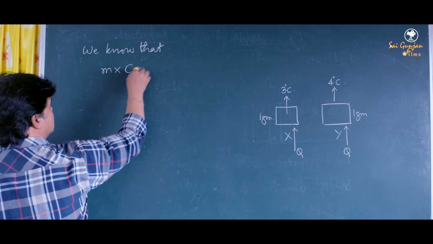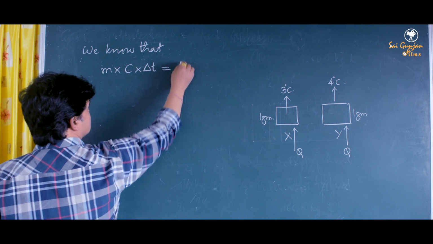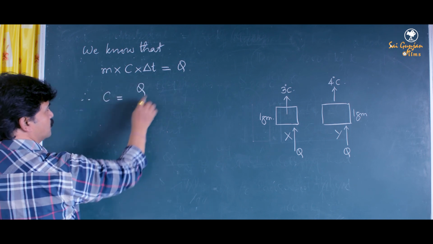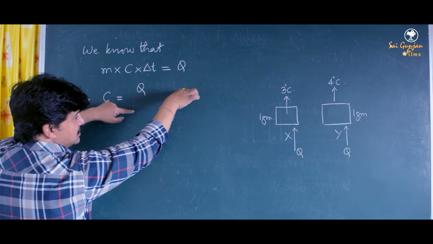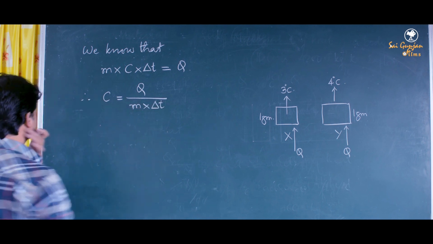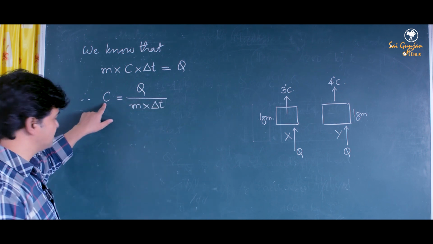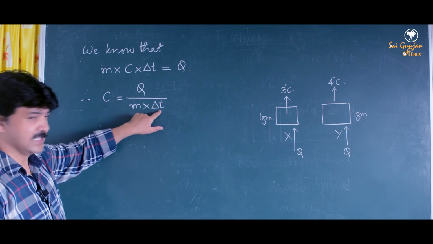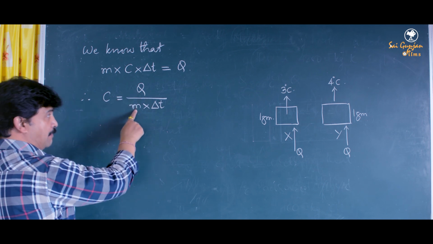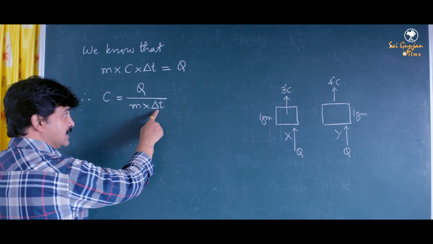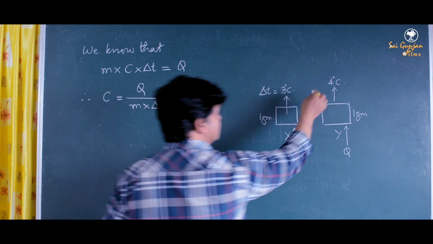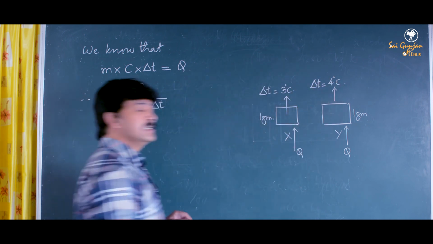M into C into delta T is Q, isn't it? So therefore, what is C equal to? Q divided by these two, because you have to transpose it. So into will become divided by m into delta T. Alright, so you see the specific heat depends on these three things, okay? Now, for X and Y, Q is the same, mass is also the same, isn't it? The different thing is the difference of temperature. So here delta T is 3 degrees Celsius, delta T is 4 degrees Celsius here, isn't it?